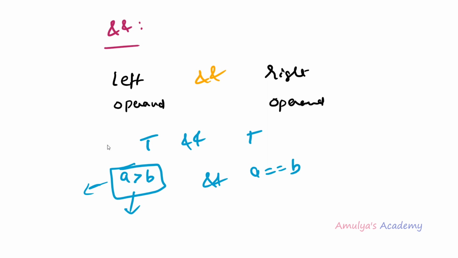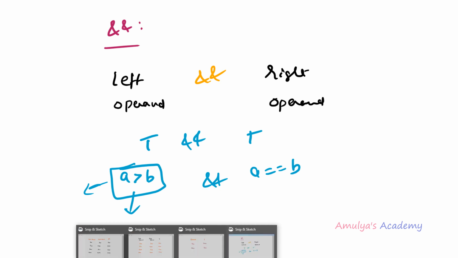So in the logical AND operator, only if both operands return true does this operator return true. Here true is represented by the value 1. If the left operand is false or the right operand is false or both are false, then this operator returns false, that is the 0 value. I'll show you the table for that.